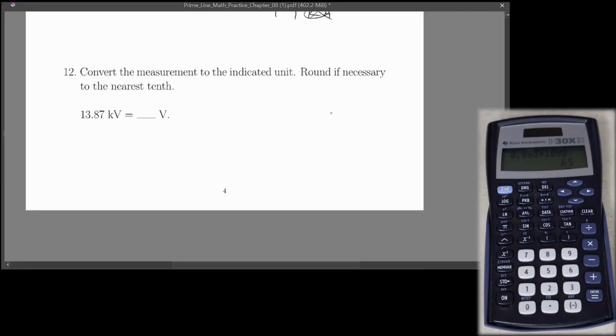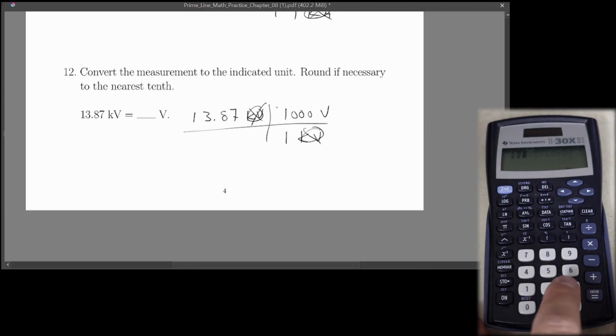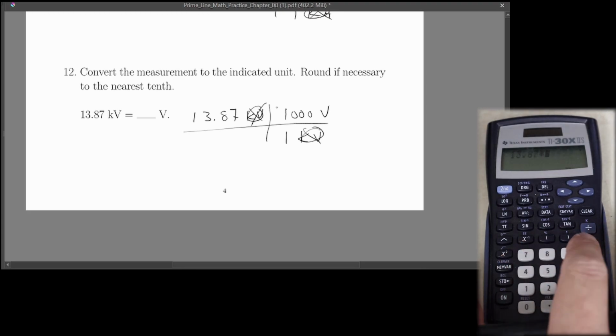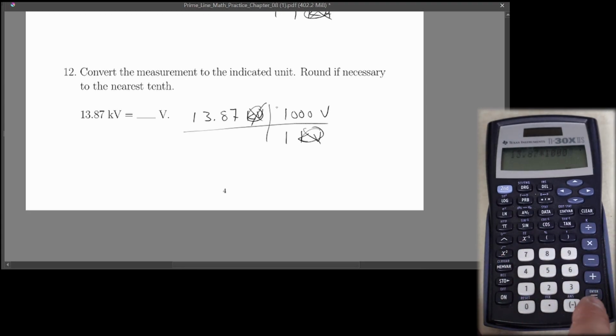Similar with the kilovolts, so we've got 13.87 kilovolts, and 1 kilovolt is 1,000 volts. Notice our units here cancel out, and we can take 13.87 times 1,000 divided by 1 gets us 13,870 volts.